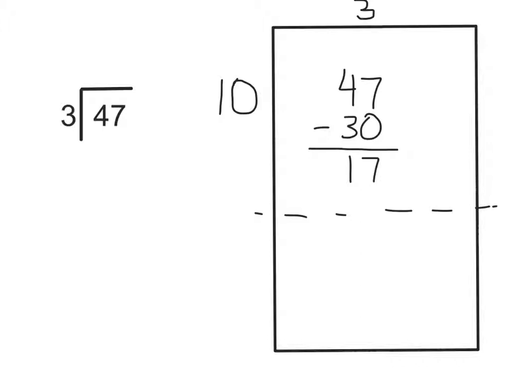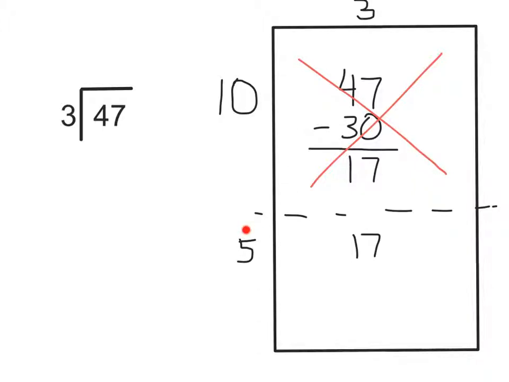So really what we can look at is that we've already taken away this part of the rectangle. It's just the bottom that's left, and it has 17. So now we repeat until we can't anymore. So I have 17. My next friendly number I'm going to use is a 5. I do the same step over again.